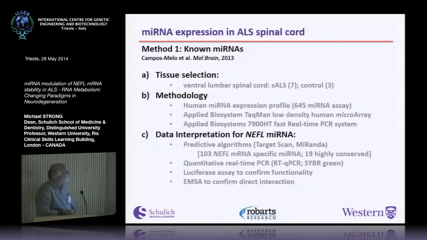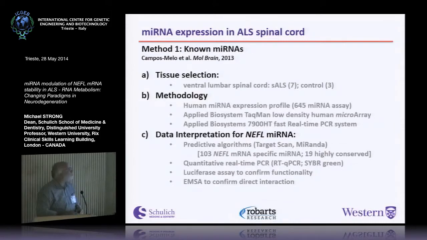And what Denai did in this particular paper was she used a series of predictive algorithms, and she found there were about 103 that would be specific microRNAs for NEFL, but only 19 of them were highly conserved. She then went through each one of those and did quantitative real-time PCR. We did the luciferase assay to confirm the functionality, and then a direct interaction by EMSAs. So that was one set of data.